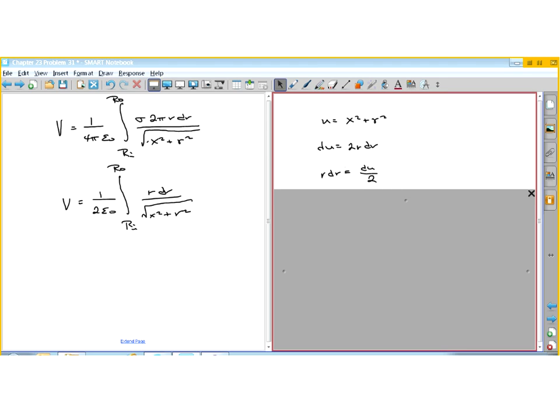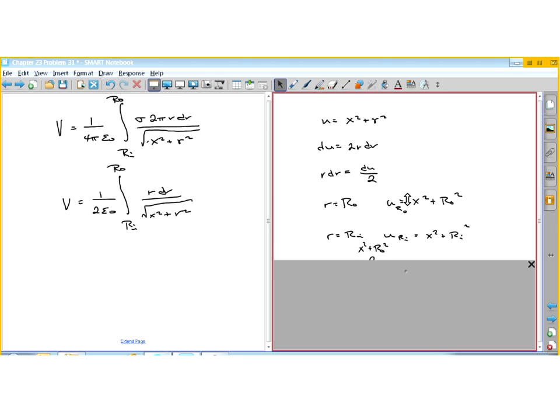So the derivative of that is 0, and the derivative of r squared is 2r times dr. We have r dr, so we want to solve for r dr. Just divide both sides by 2. So for r dr, we can put in du over 2, and for this x squared plus r squared, we can put in u. We also need to redefine the limits in terms of u.